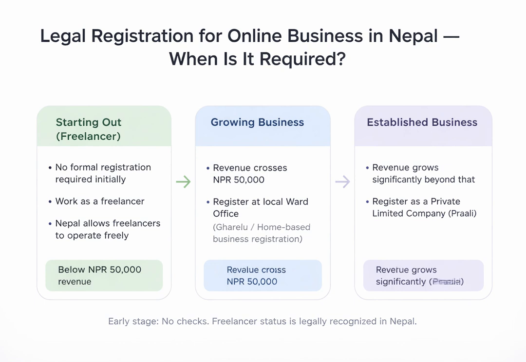However, as your income grows, the rules change. Once your revenue crosses 50,000 rupees, it's advisable to do a simple registration at your local ward office. This is a basic home-based or small business registration. If your business grows even further beyond that, you'd eventually need to register as a private limited company, which is a more formal process. But the key message is don't let registration concerns stop you from starting.